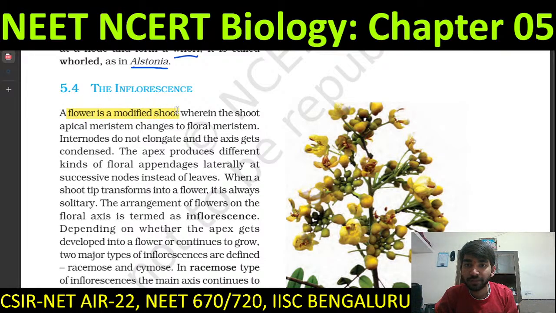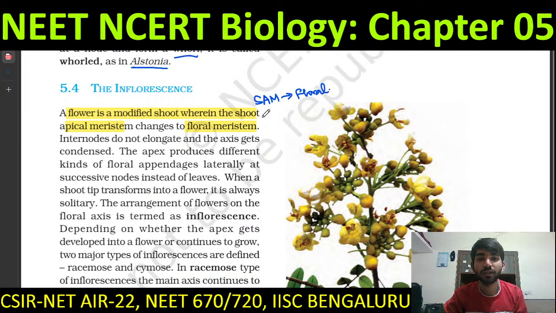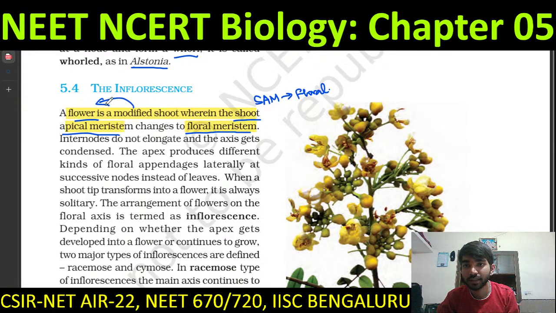A flower is a modified shoot wherein the shoot apical meristem changes to floral meristem. If you study in higher classes, you will also study the developmental processes that govern this conversion from SAM to floral meristem. There are many molecular players that have been decoded that play a role in this conversion. But here they have just given that the shoot apical meristem is converted to floral meristem, and that floral meristem gives rise to flower. So we can say that flower is a modified shoot.